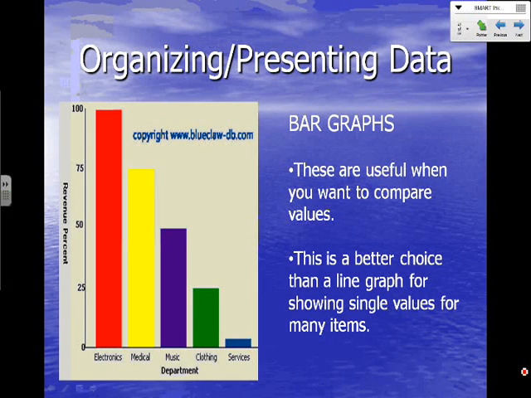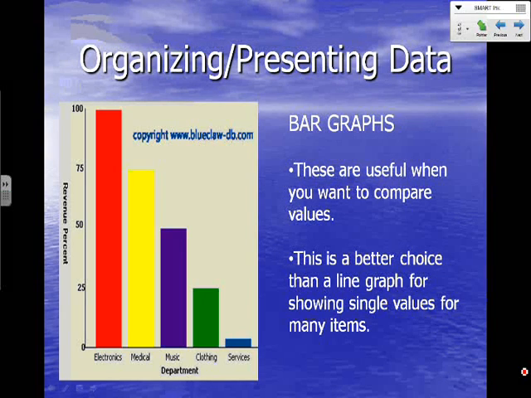Now, bar graphs are a better choice than a line graph when you're showing single values for many items. So if you have 3 or 4 different items and you need to show the values for those particular items, you're going to want to use a bar graph instead of a line graph, because a line graph, remember, shows continuous changes.